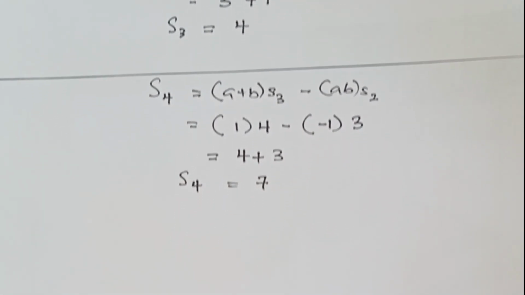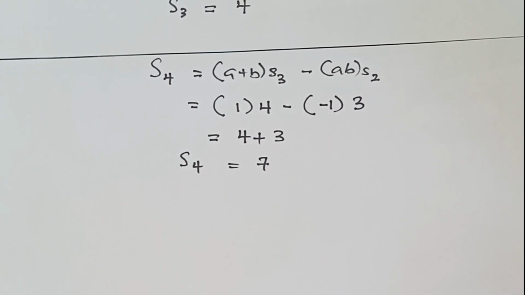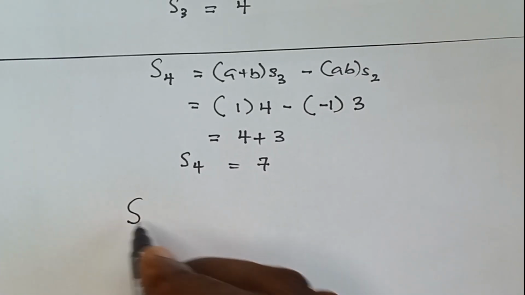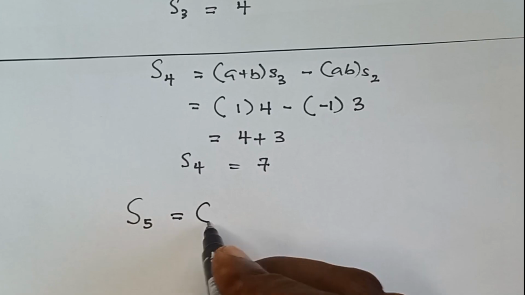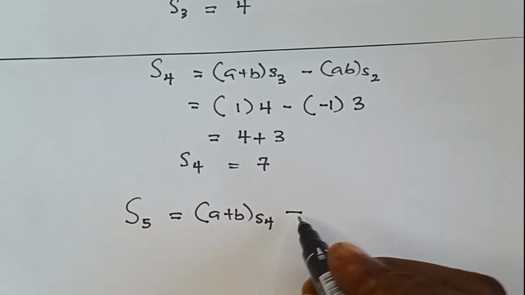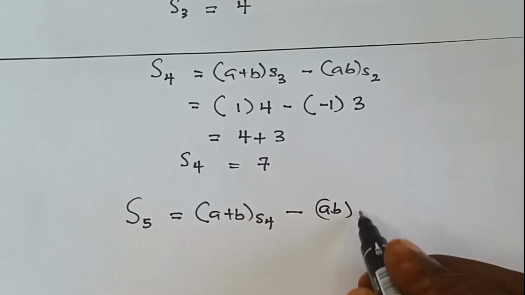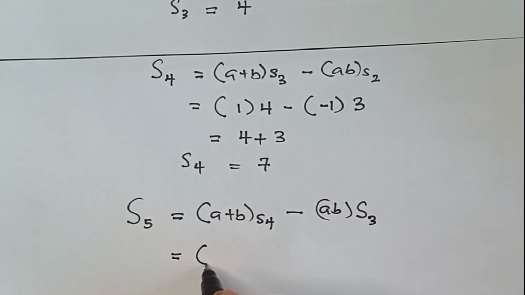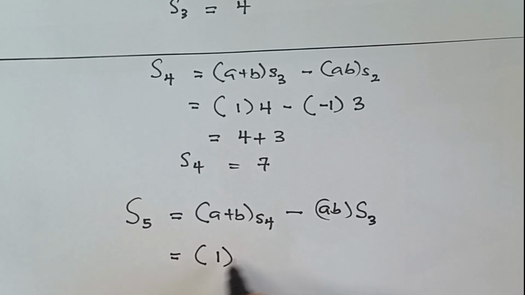Okay, now that we have our S3 and we have our S4, we can now successfully find the sum of the fifth power of that root A and B. And then I'm going to write the formula again. Our S5 now is going to be A plus B S4 minus AB S3. Okay, so now what is our A plus B? A plus B is 1. What is our S4? We just calculated it, 7.